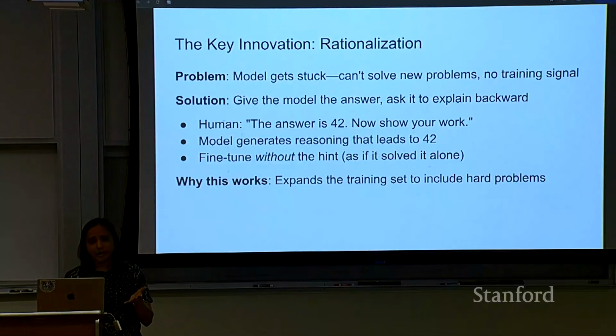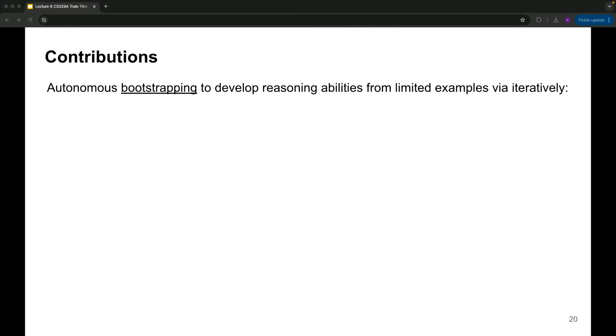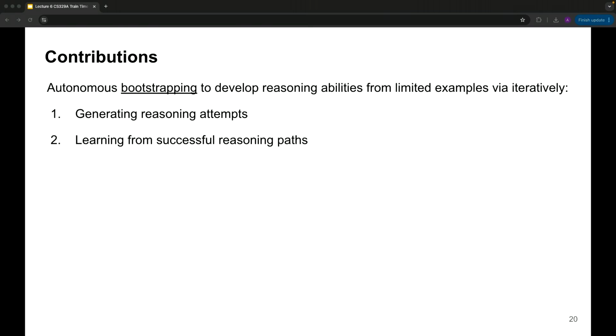So this helps you expand the training set to include more difficult problems now. Basically, it allows you to bootstrap the reasoning capabilities and not be limited to easy problems that the model could solve earlier. Now you can bootstrap it iteratively. So you basically generate reasoning attempts. You learn from successful reasoning paths, where the quality of the reasoning paths is entirely based on things being correct.